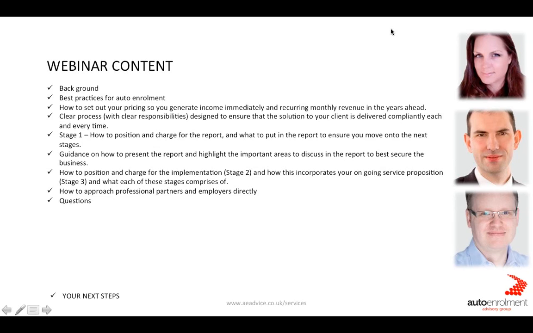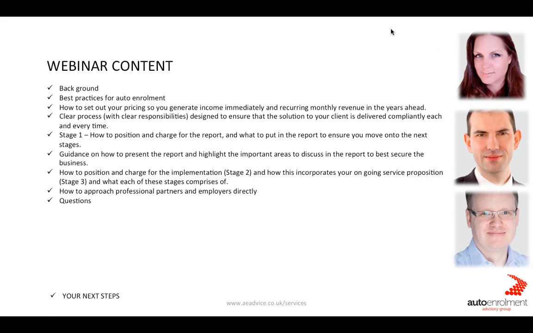Understand auto enrolment, understand the importance, and be clear about what you're doing. One of the big factors about auto enrolment is pricing. So, how do you position it with a client to make sure that the pricing's right? But also, how do you ensure that you've got the processes in place, or are working in partnership with somebody who's got the processes in place, so that the solution that you deliver to the client is delivered compliantly?